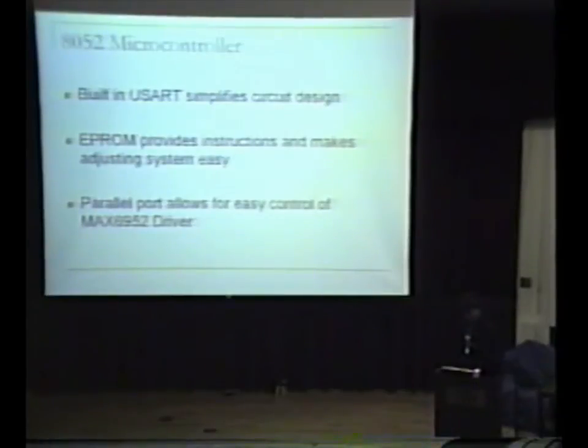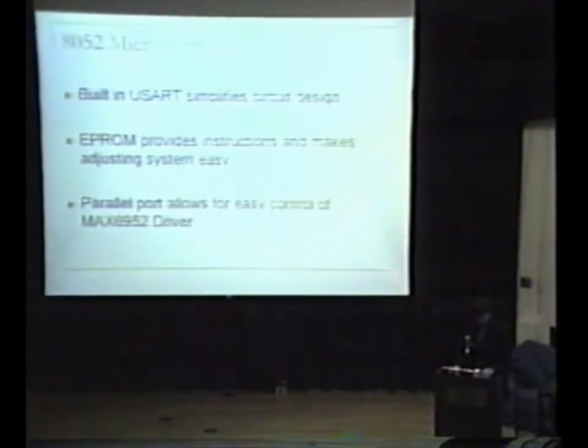The 8052 microcontroller was also used in the solar car project. It was used for this because it had a built-in USART to simplify circuit design, as there is no need for a chip select for the USART. An EEPROM was used. This was what provided the instructions for the microcontroller, and also allowed for the system to be easily updatable, since all you need to do is burn a new EEPROM. And the microcontroller also possesses a parallel port, which allows for easy control of the MAX6952 driver.